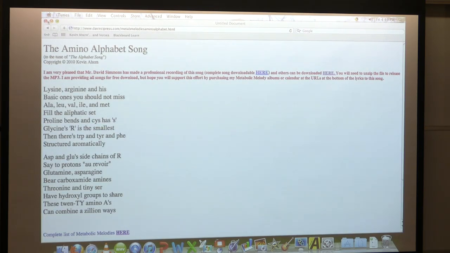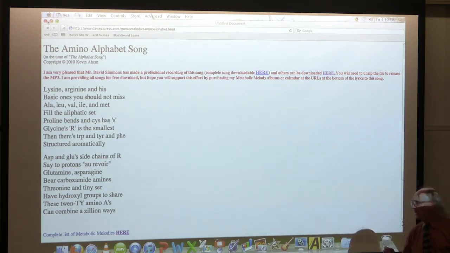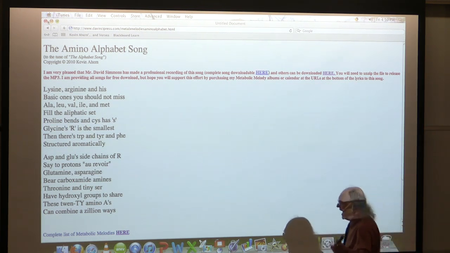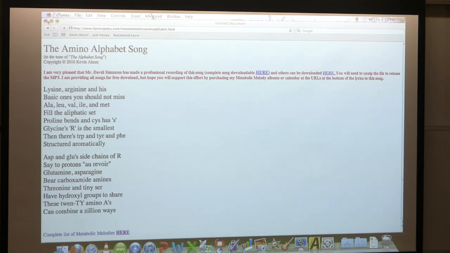Ready? Twinkle, twinkle, little star. Lysine, arginine, and histidine, basic ones you should not miss. Glutamate, valine, isoleucine, leucine, and methionine fill the aliphatic set. Proline, phenylalanine, and cysteine has S. Glycine's R is the smallest. Then there's tryptophan and tyrosine and phenylalanine, structured aromatically. Aspartate and glutamate, chains of R, say to protons au revoir. Glutamine, asparagine, bear carboxamide amines. Threonine and tiny serine have hydroxyl groups to share. These 20 amino acids can combine a zillion ways.